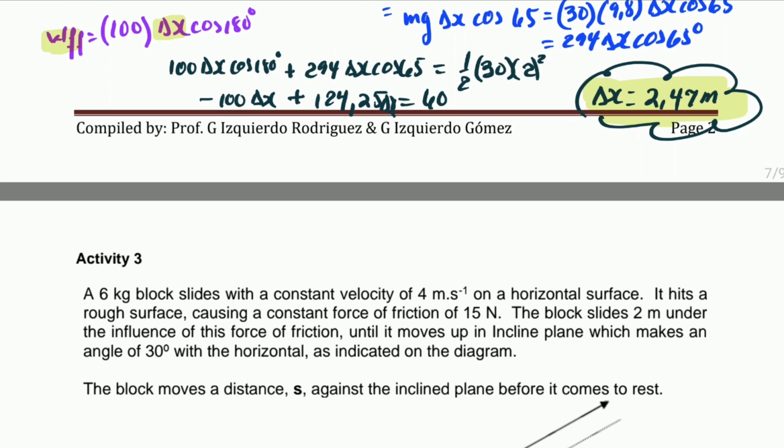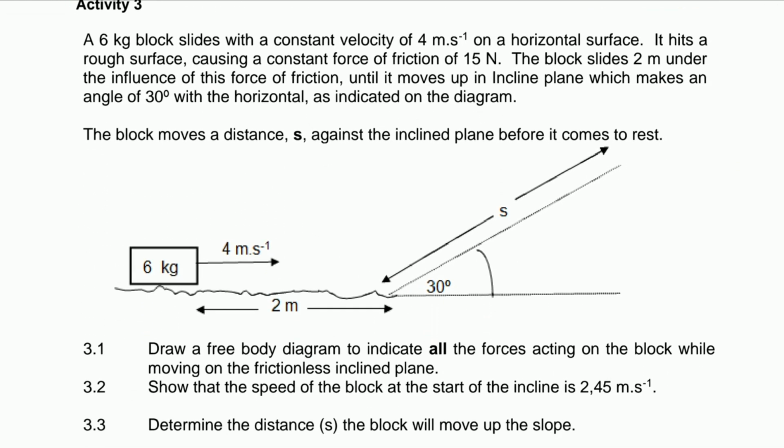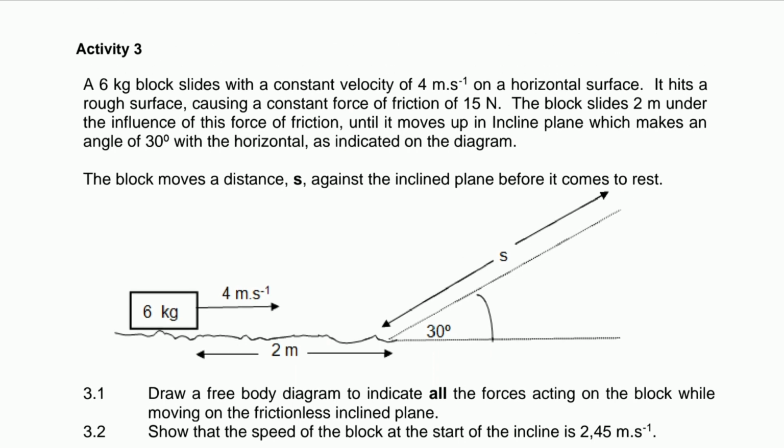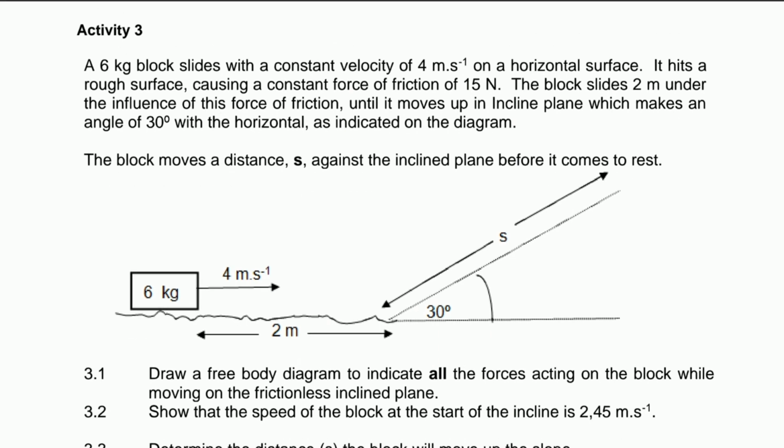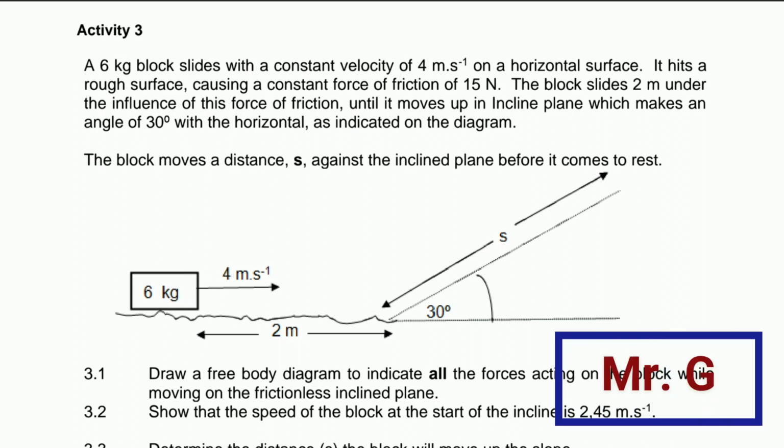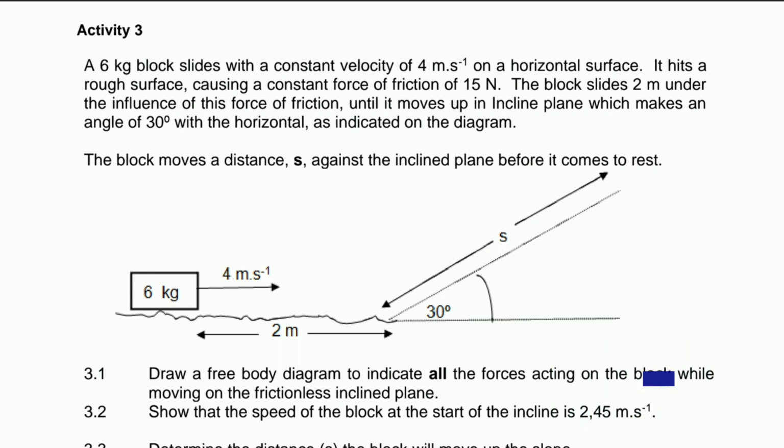Let's go to question 3 and the final question of the video, and it's almost the same, but the object is going to move up an incline. A 6 kilogram block slides down, we move with a constant velocity of 2 meters per second on the horizontal surface. It hits a rough surface, causing a constant frictional force of 15 Newton. The frictional force on this area is equal to 15 Newton. The block slides 2 meters under this influence until it moves up the incline, which makes an angle of 30 degrees with the horizontal. The block moves a distance s up the incline.